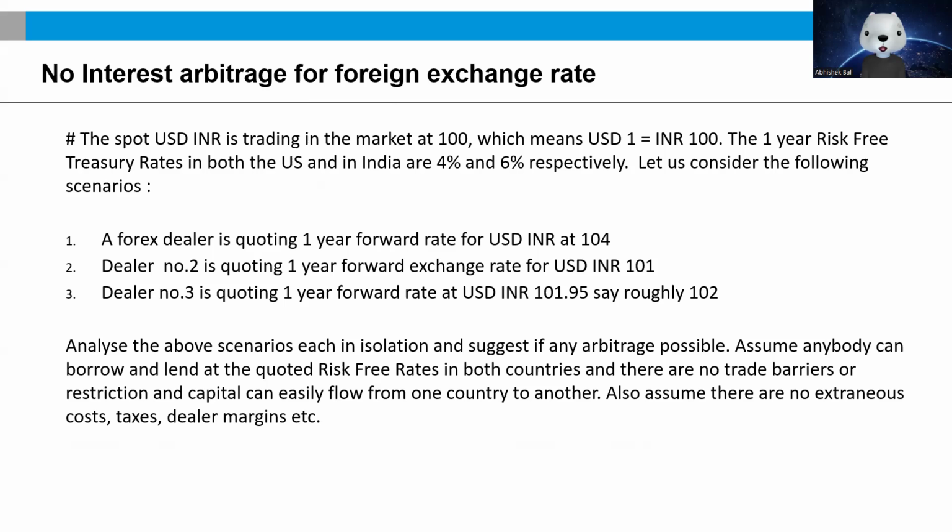And let us consider the following scenarios. A forex dealer is quoting a 1 year forward rate for USD INR at 104. Another one is quoting at 101, and another one is quoting at 101.95, roughly around 102. Now, what's being asked is to analyze the above scenarios, each in isolation, and suggest if any arbitrage is possible. Assume anybody can borrow and lend at the quoted risk-free rates in both countries, there are no trade barriers or restrictions, and capital can easily flow from one country to another. Also assume there are no extraneous costs, taxes, dealer margins, etc.